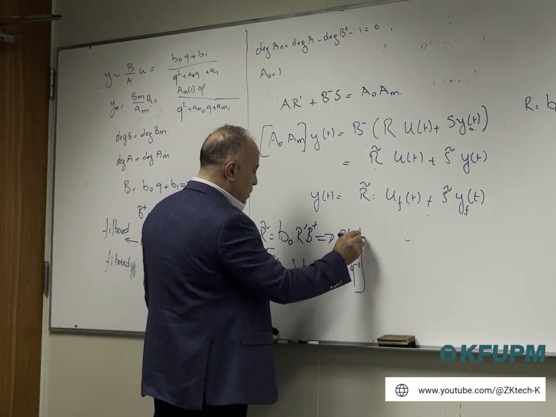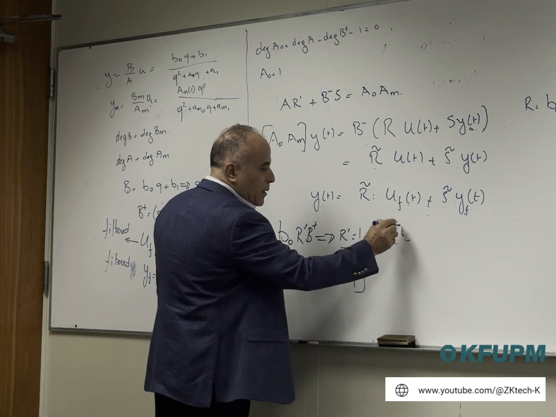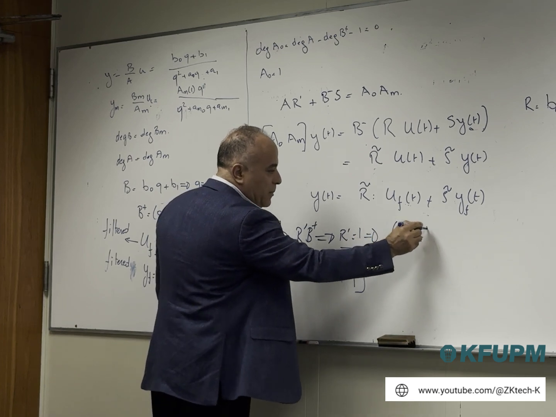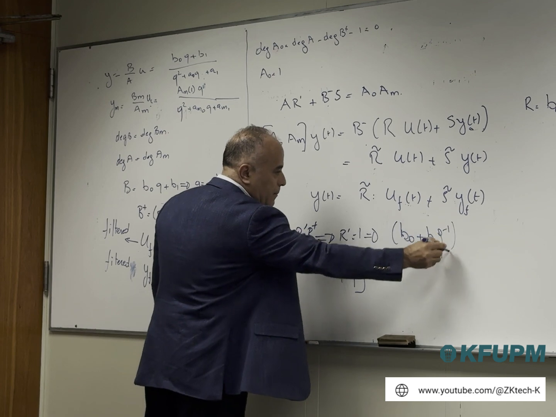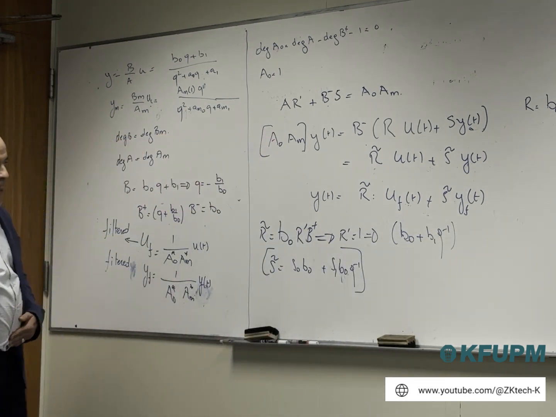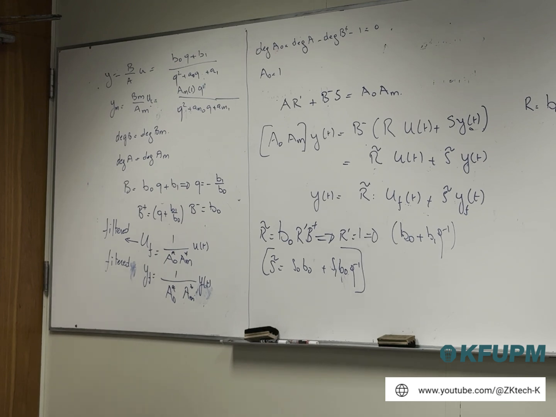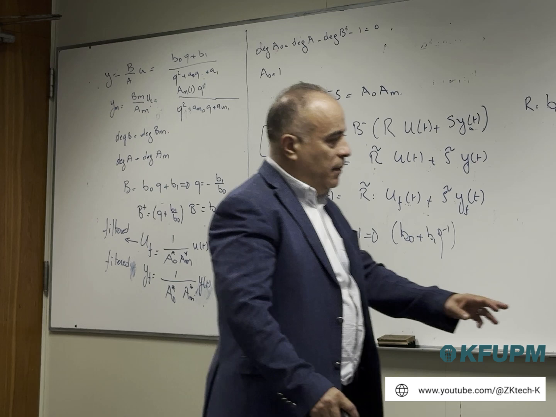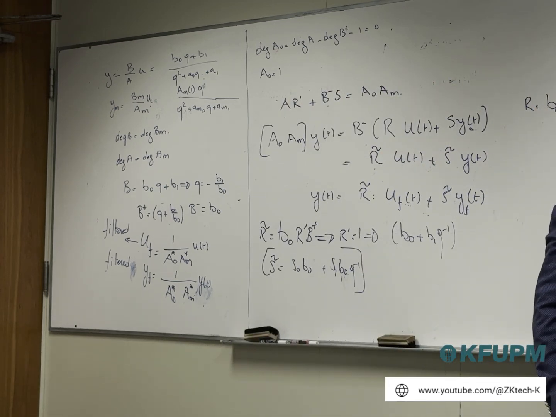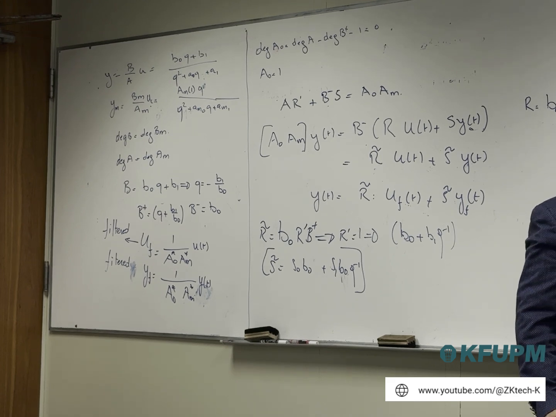So L prime is equal to 1, so this will be B0 plus B1 Q minus 1. For R prime, it's equal to 1 because of the degree. But the fact that we multiplied here by B, we took one of the B plus, we put it with R prime. So this is why it became only B minus. And this becomes R.